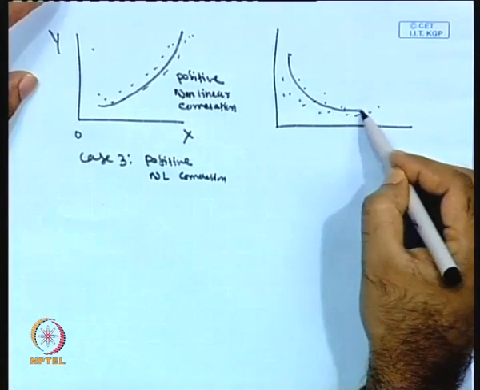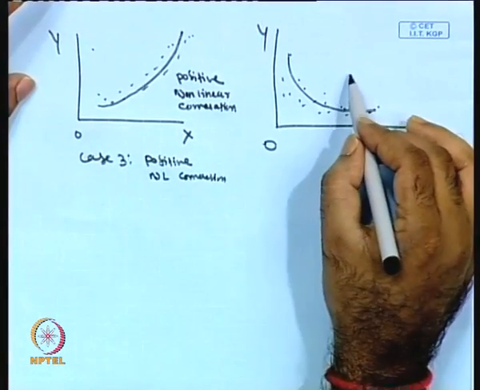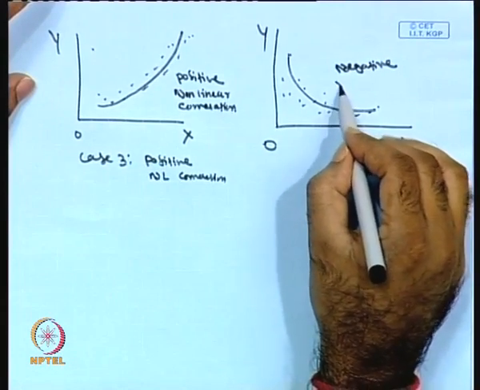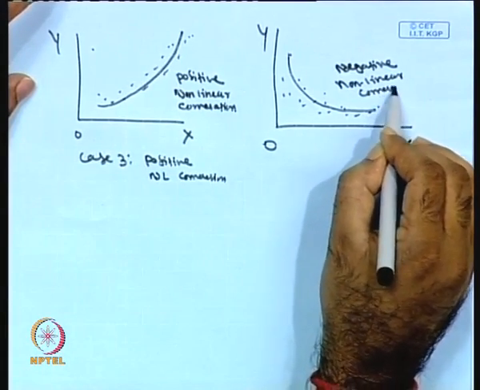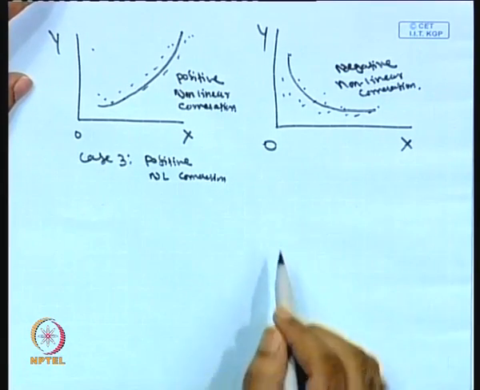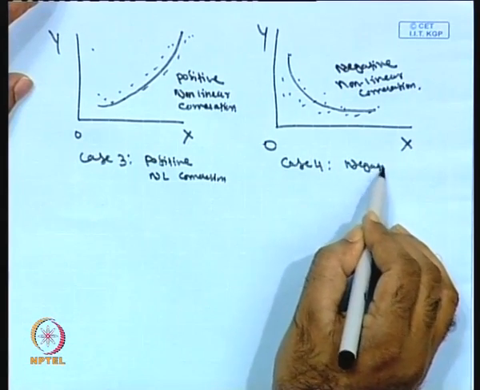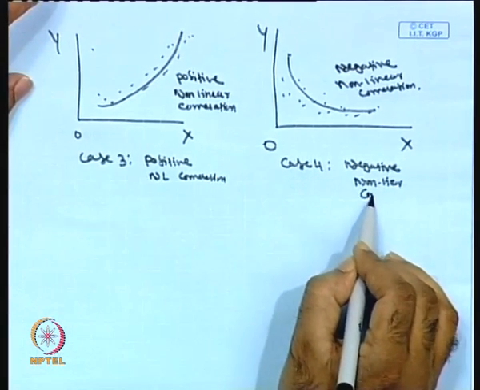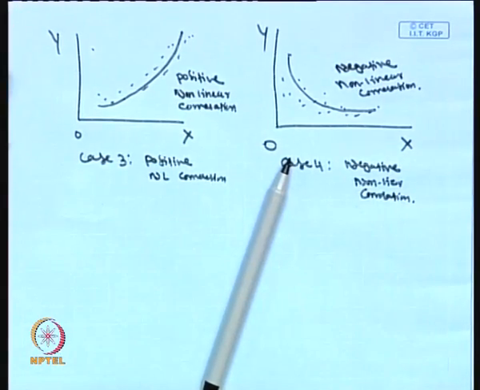Then I will draw like this. Okay, so this x and y. This particular structure is called a negative non-linear correlation. So, now case 4 is negative non-linear correlation. So, now we have 4 different cases.